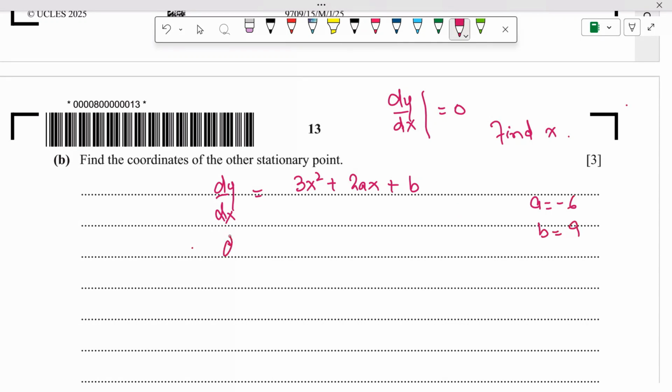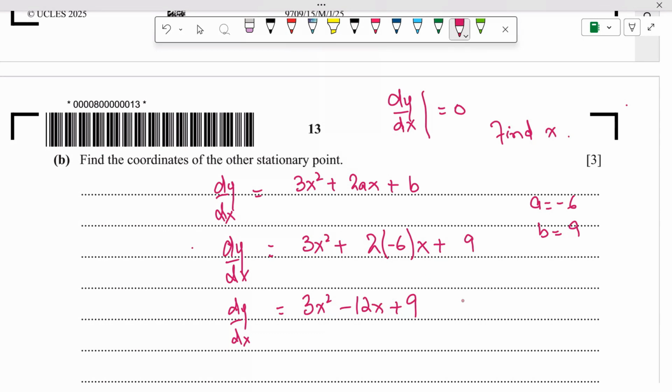So dy over dx is equal to 3x squared plus 2 times -6x plus b, which is 9, and this is equal to 3x squared minus 12x plus 9.